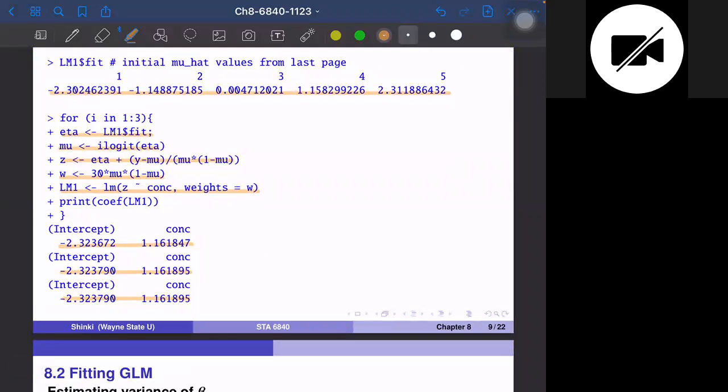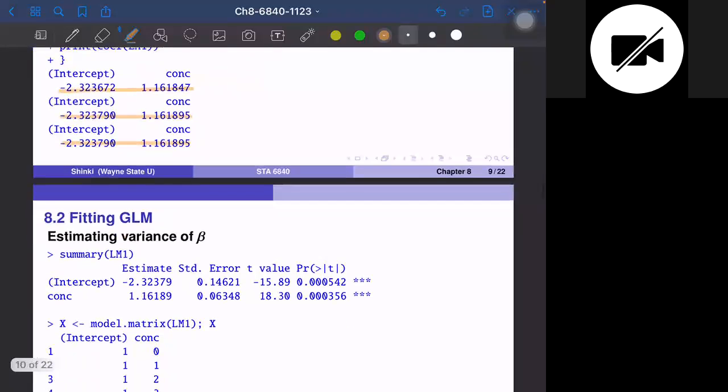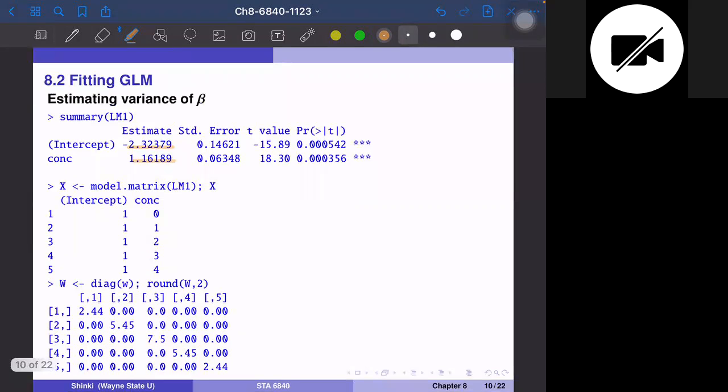So negative 2.32 and 1.16 are exactly the same as our estimates from the GLM function. But still, the standard errors are totally off. So the estimates are accurate, but the standard errors we have to calculate again. And remember that the variance estimate for beta hat is equal to (X transposed W X) inverse times phi. But phi in this case equals 1. In the normal case that was sigma squared, but this time it is 1.